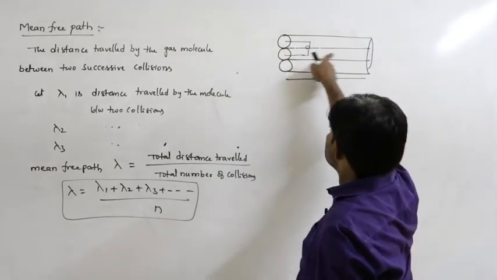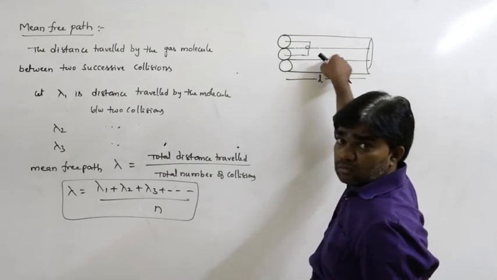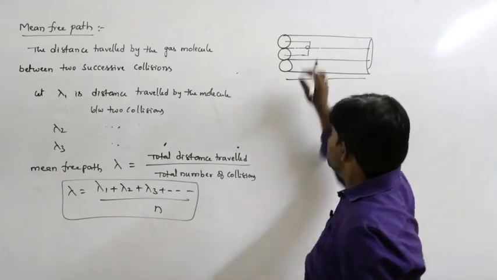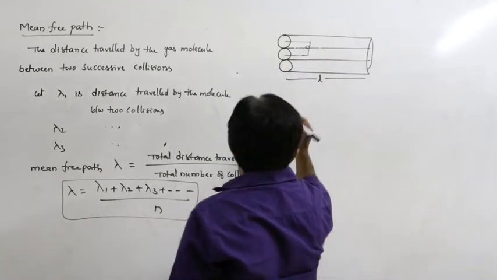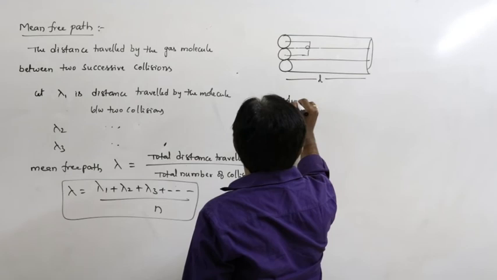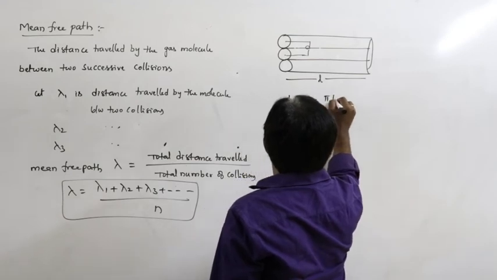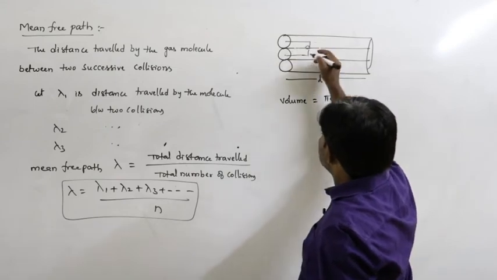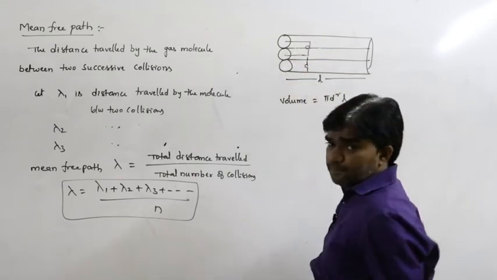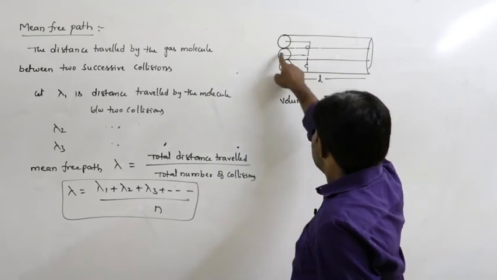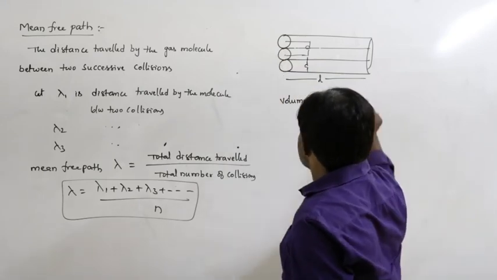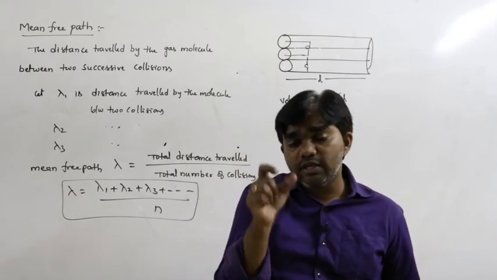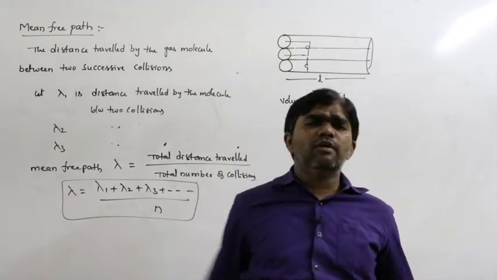So that means during the motion of this middle molecule, it collides with all the molecules in this length. So the volume of this cylinder can be written as pi d square into L. The length is L, and the area here is pi d square. So this molecule collides with all the molecules in this volume. In that volume, however many molecules exist, it collides with all of them.